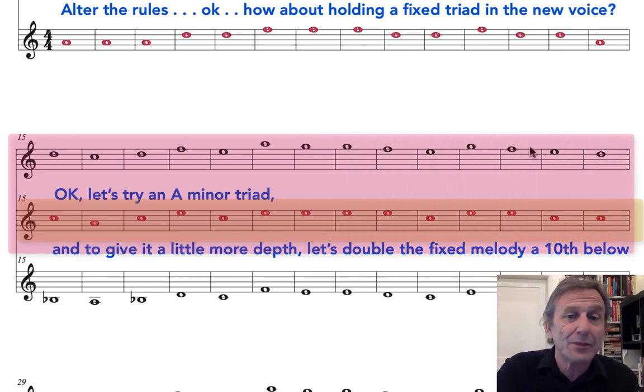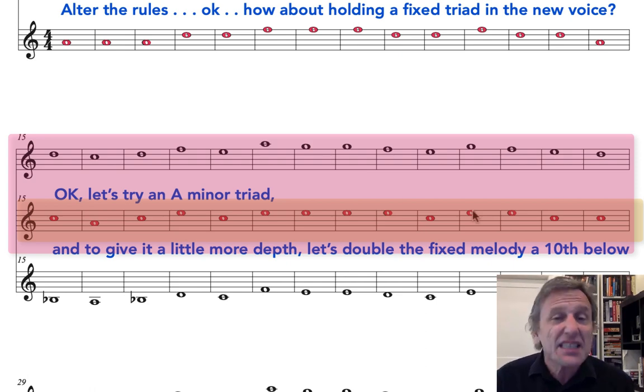Sounds very similar, and that's cool. We can do two different things, a D minor triad and an A minor triad, and get the same aesthetic result. That means something's going on.